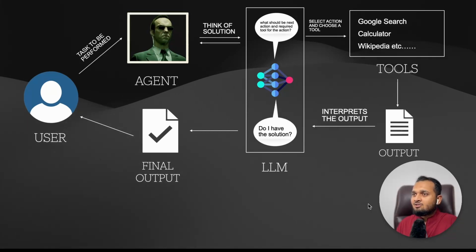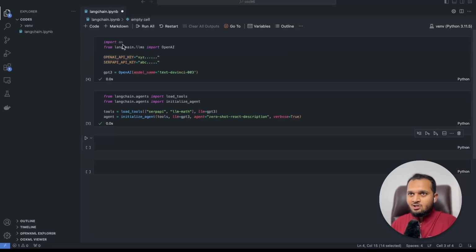So let's see how this works in the code. First, we'll import os. Then we need to import OpenAI from langchain.llms. To use OpenAI, we need an OpenAI API key. I got this from platform.openai.com. It is paid, so you have to pay some amount to use this model.